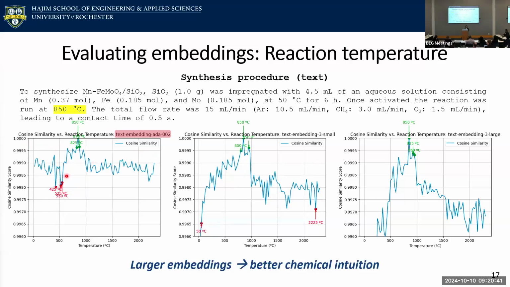There should be a close linear distance between those experiments. And what we see for small embeddings, we don't really see that come across in the cosine similarity, but as we make the embeddings larger, we do see a stronger similarity between similar temperatures versus temperatures that are farther away.